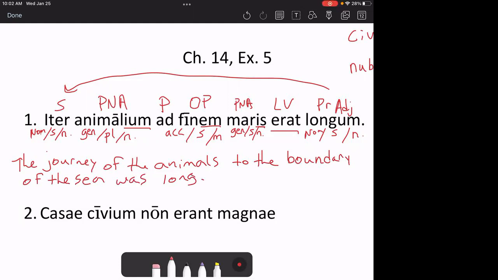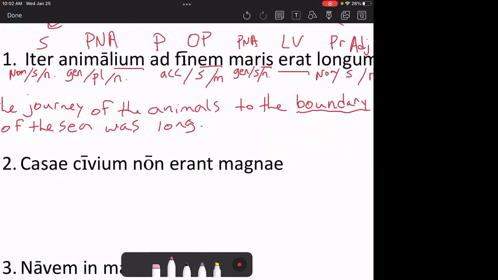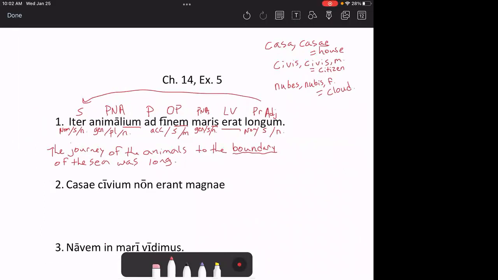If you have a slightly different word that you'd like to use for boundary that makes it sound a bit better in English, go for it. Mine's a little awkward sounding. I'd have to do some finesse if I was trying to make it a really pretty sentence. That's it. Okay, this next sentence is one that has two of those words that your book should have given you and didn't. So casae and civium. So we've got here and here.